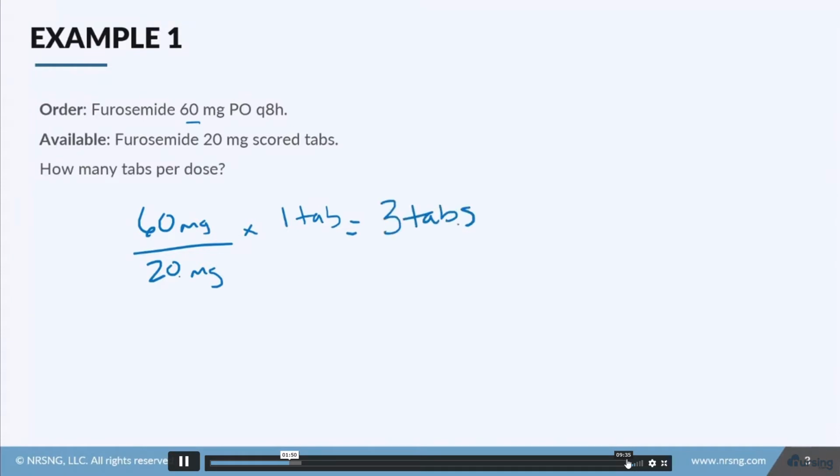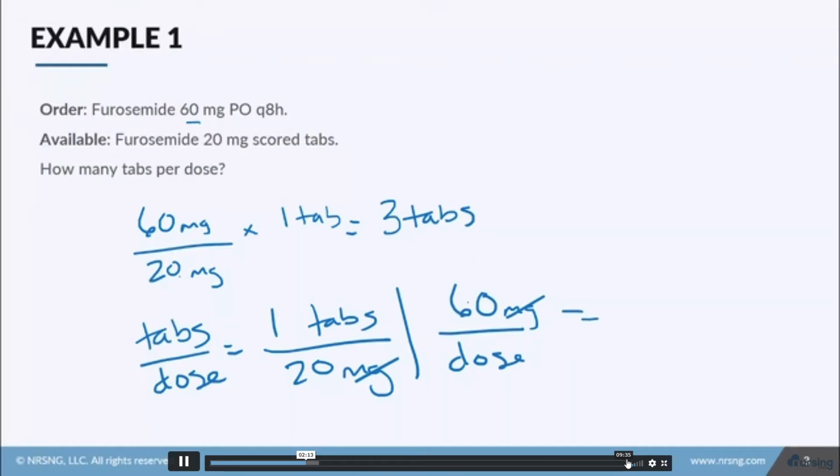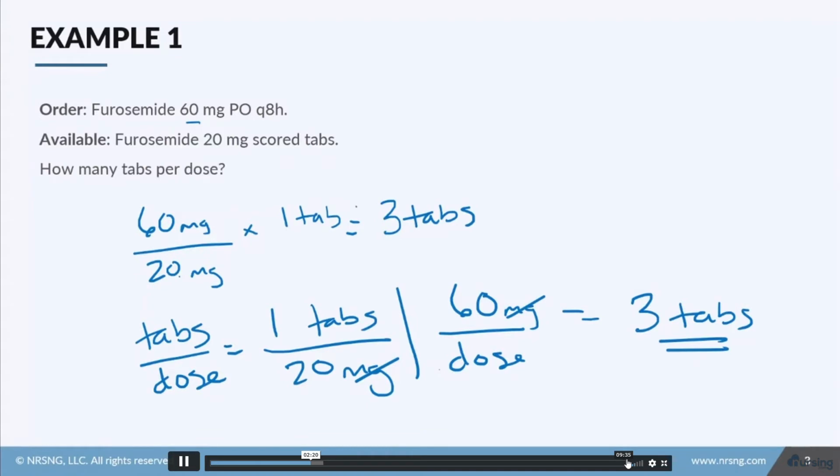Now I want to show you this in dimensional analysis as well, because remember, dimensional analysis can be used for even the most simple problems. Start with what we're looking for. We want to find tabs per dose. Transfer your units over, tabs. 1 tab is 20 milligrams. Transfer your units up. What do we know? 60 milligrams per dose. Cancel, cancel. Tabs per dose. 1 times 60 divided by 20 divided by 1 equals 3 tabs. Same thing, but 2 different ways to get there. It's completely up to you on how you want to do it.